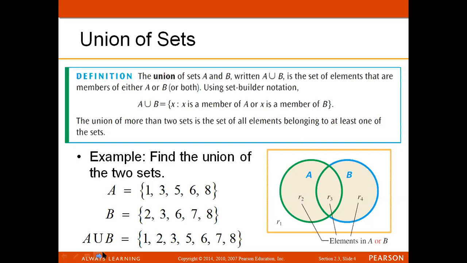The union of more than two sets is the set of all elements belonging to at least one of the sets. For example, find the union of the two sets: A is 1, 3, 5, 6, 8, and B is the set 2, 3, 6, 7, 8. Then the set of elements that are in A or B or both are the elements 1, 2, 3, 5, 6, 7, and 8.